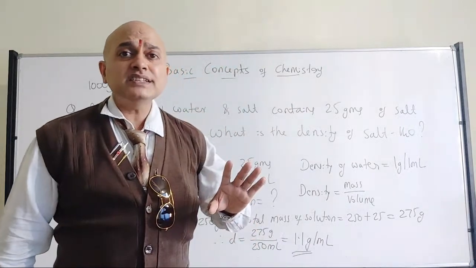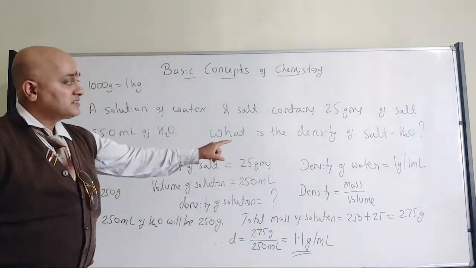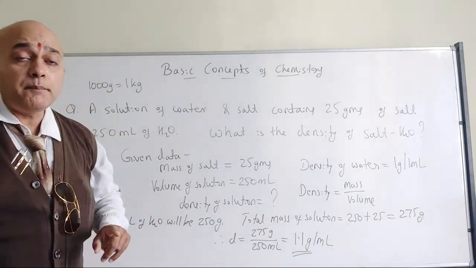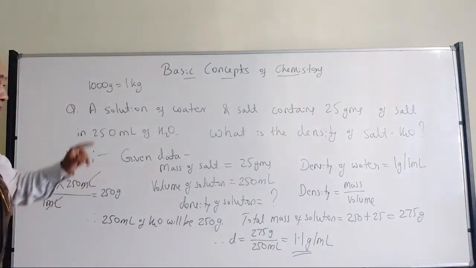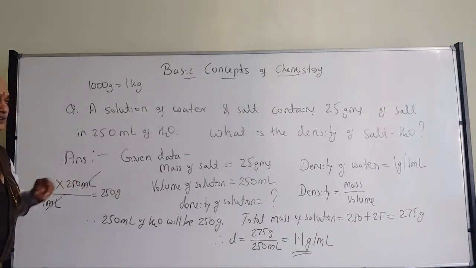So therefore density of water will be considered as 1. Okay. So density of water is 1 gram per ml. So based on that we can find out what is the mass of 250 ml of water. For 1 ml of water it is 1 gram. For 250 ml of water it will be how many grams? So it will be 250 grams.